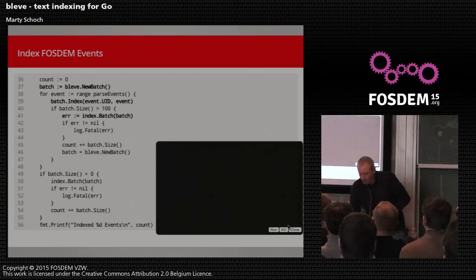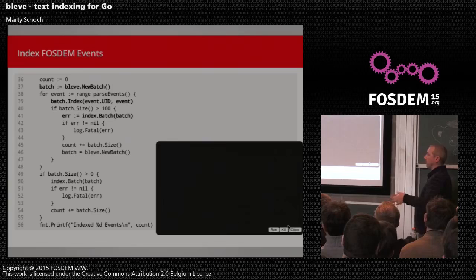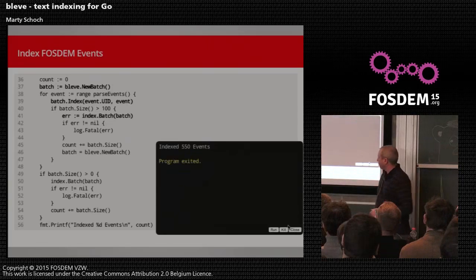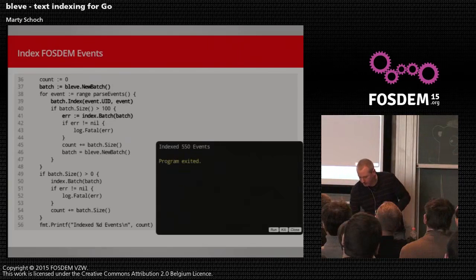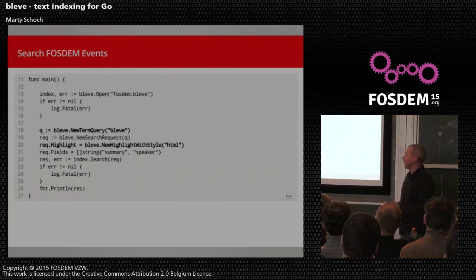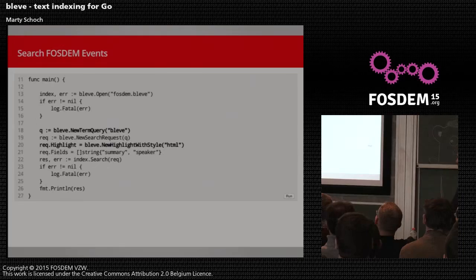And again, when you're indexing larger amounts of documents, you get some efficiencies by putting things into batches as well. So that indexed 550 events. And now we should be able to do a lot of interesting searches on this data because there's a lot of good text in that data set.